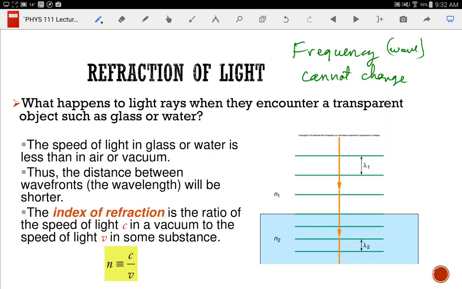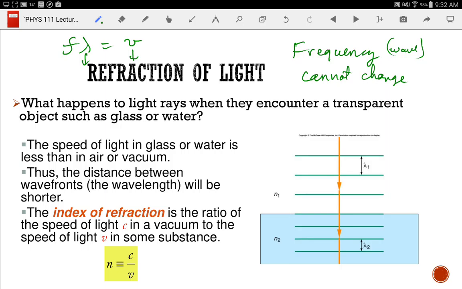If the frequency stays the same and the speed slows down, what has to happen to the wavelength? Yeah. Frequency times the wavelength is equal to speed. If frequency stays the same but the speed slows down, what has to happen to the wavelength? This goes down, so the wavelength has to go down as well. So the wavelength has to get shorter when it goes from air into water.